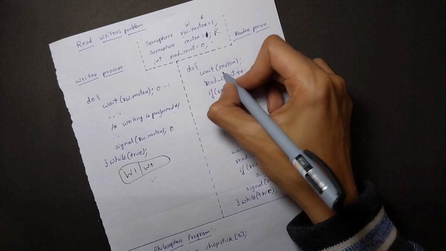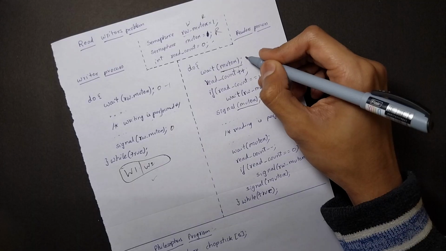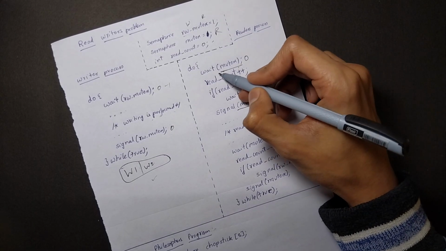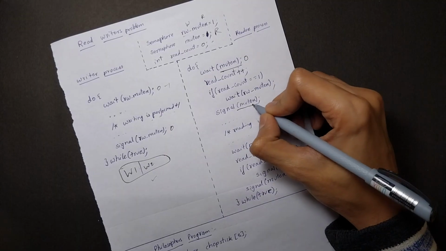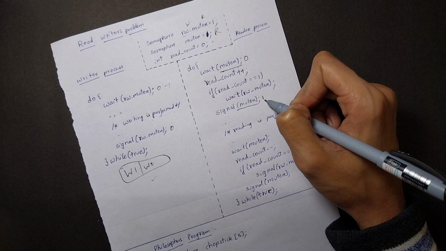So you can see one is mutex here and one is mutex here. So he will set the mutex to 1. So it was 1, and he will make it 0 because of wait. And after reaching signal, he will increment it. So he will lock it here and unlock it here.